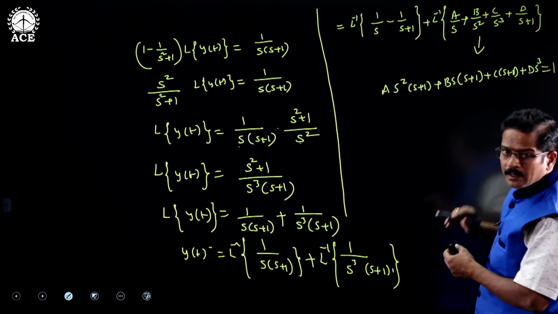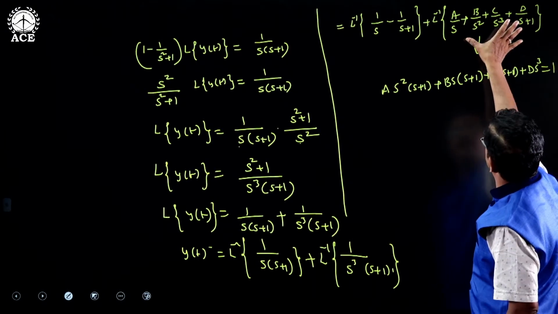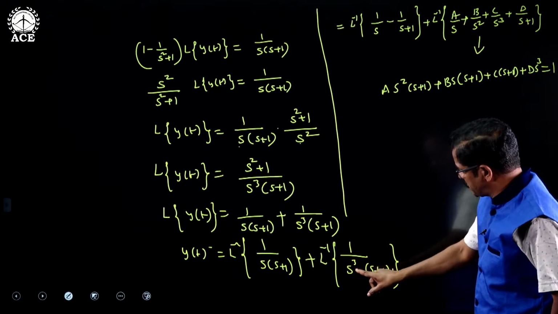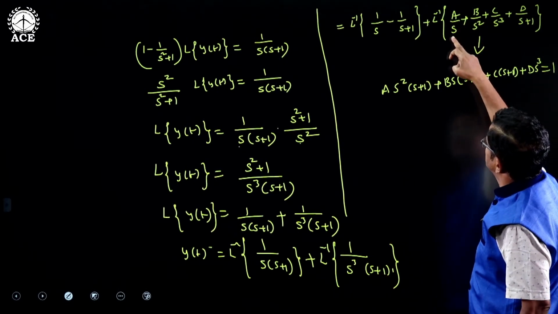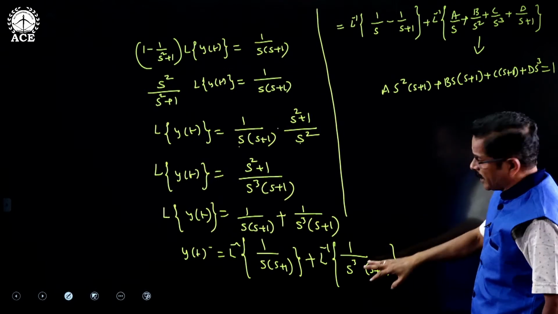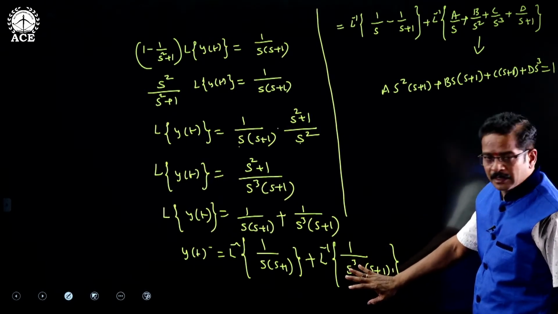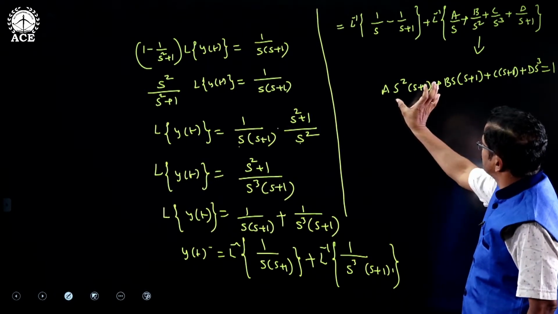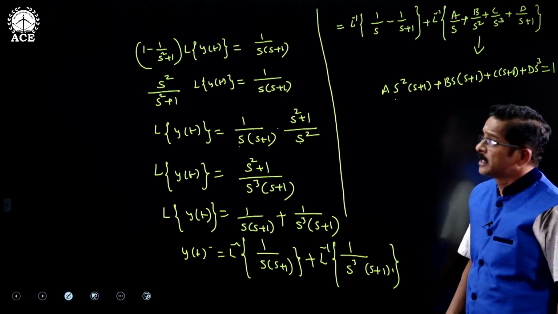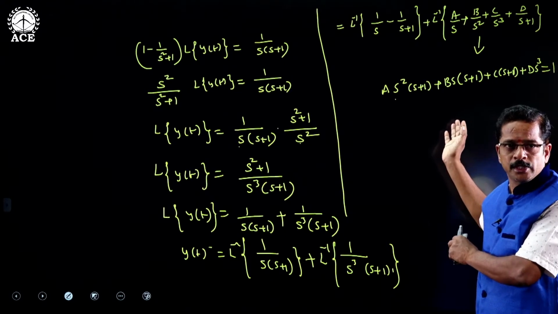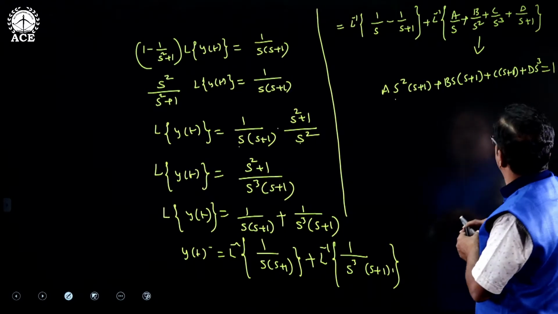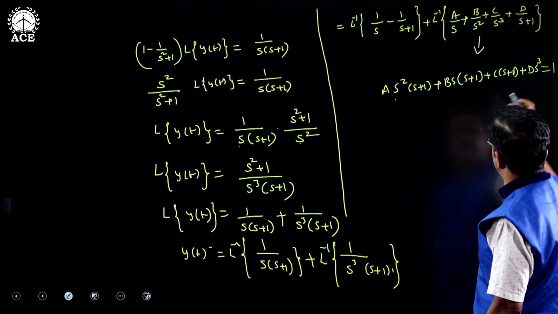How did this happen? The LCM of these is s cube into s plus 1, where the denominator of a is s. So when I make s the denominator, the left term is s square into s plus 1. Similarly for B, for C and for D. This rule you are all aware of. Now I have to evaluate A, B and C.